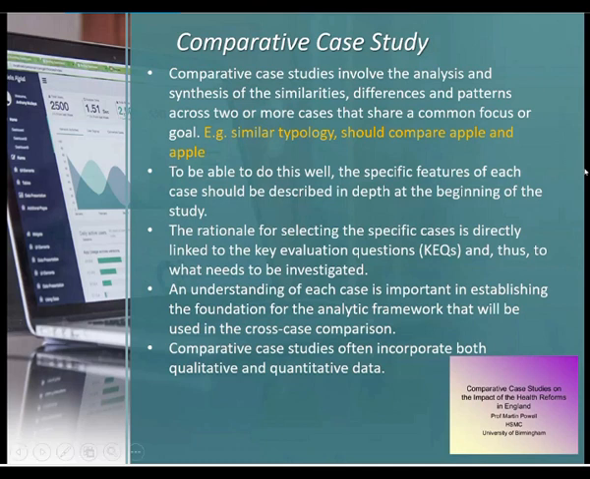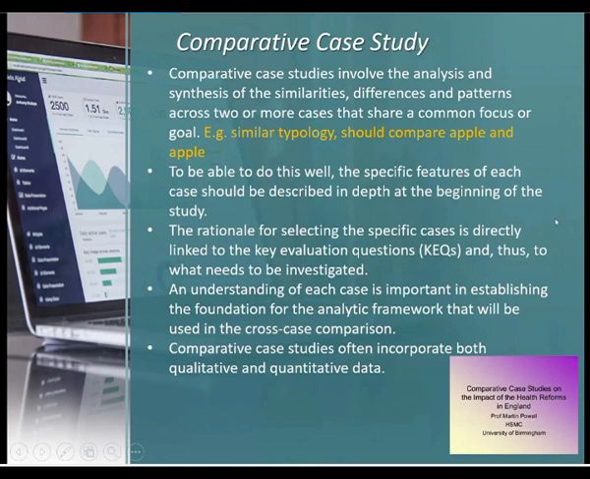To be able to do this well, the specific features of each case should be described in depth at the beginning of the study. Build up your framework towards these specific features that you want to study in chapter 2, your theory chapter. The rationale for selecting the specific cases is directly linked to the key evaluation questions. For example, later you want to analyze it, so you must specify the specific cases in relation to your theory, as well as later how you analyze them.